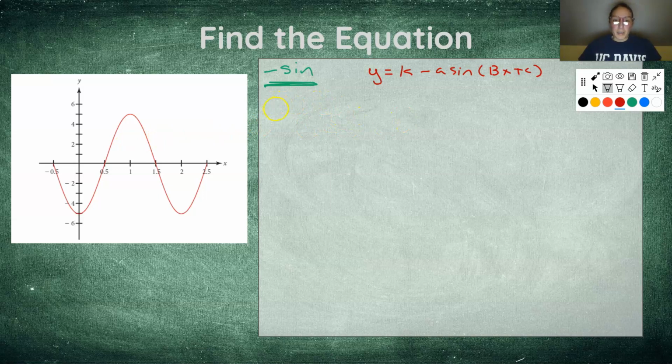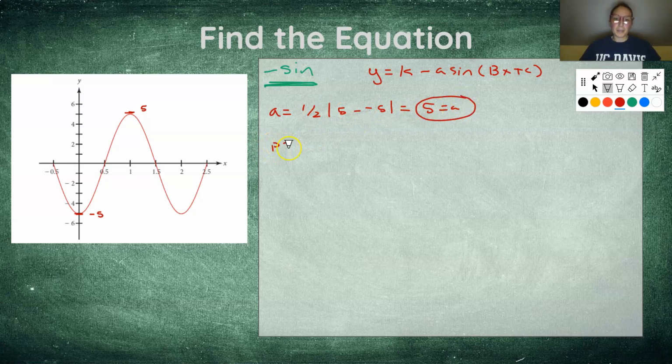Okay, let's continue on. Let's find our amplitude. We're still going to look for highest and lowest points. -5 is my lowest point. +5 is my highest point. So my A is 1/2 of the highest point minus the lowest point. 5 minus -5 is 10. Half of that is going to give me 5. So I got my A.